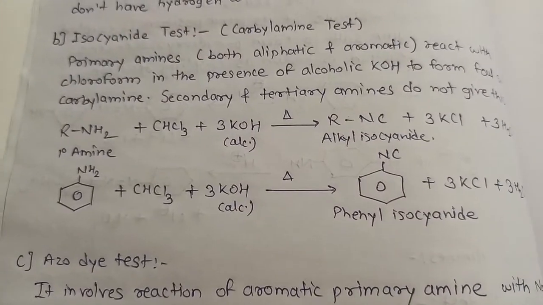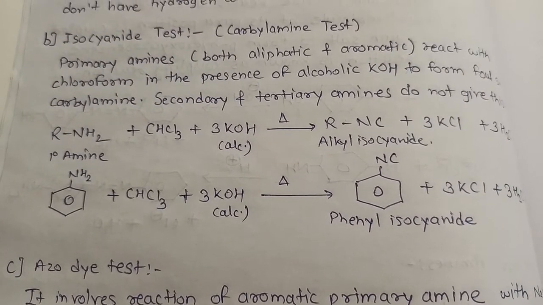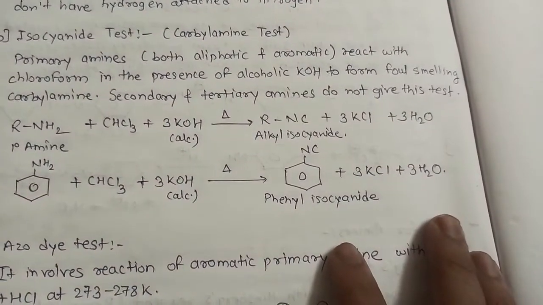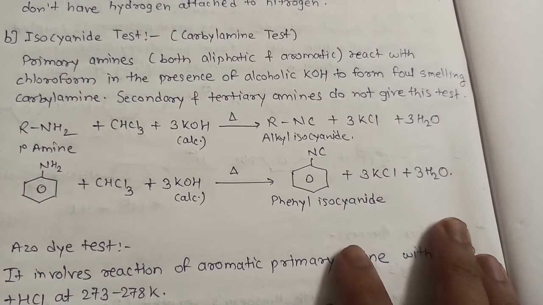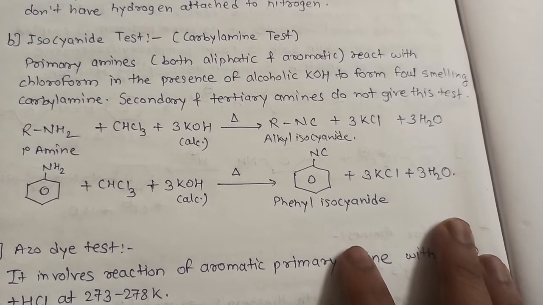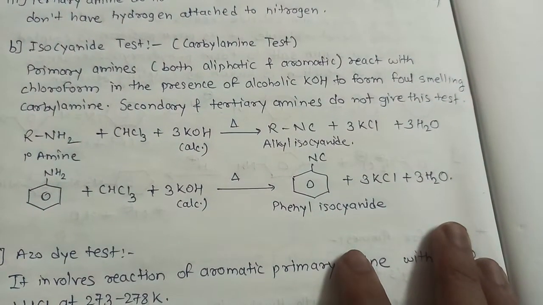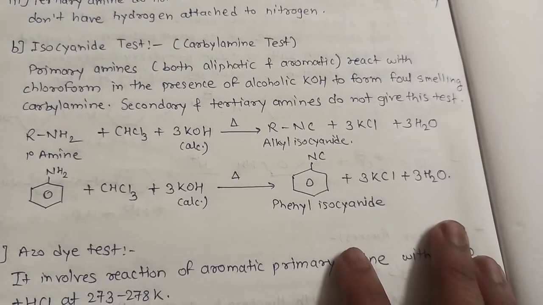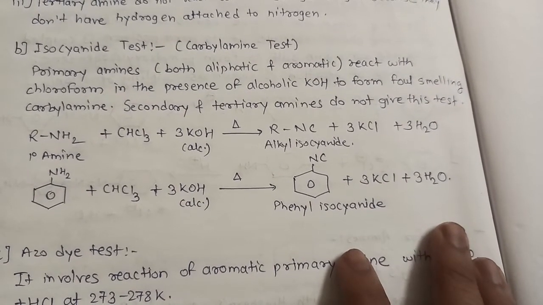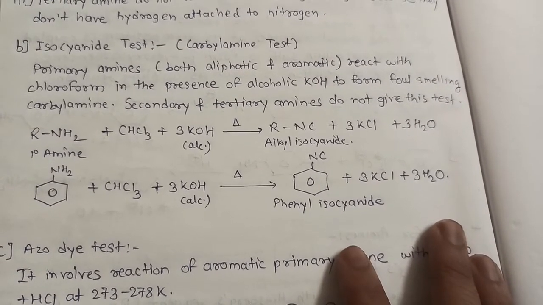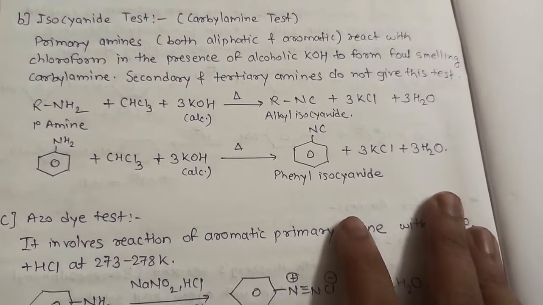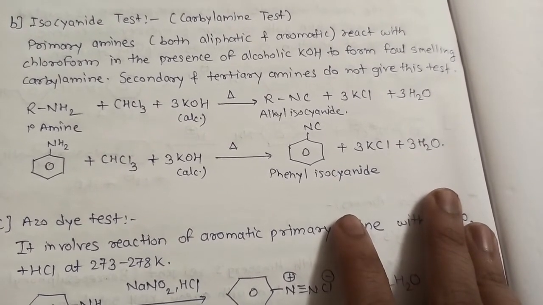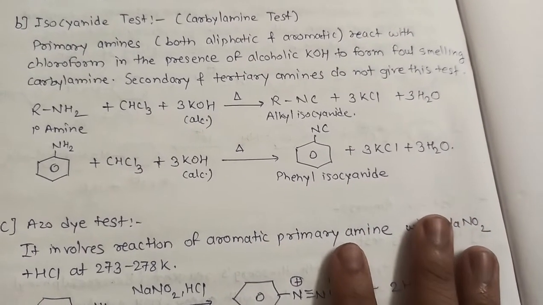Next is isocyanide test. So isocyanide test is also known as carbylamine test. Primary amines, both aliphatic and aromatic. Aliphatic means chain amines, and aromatic means the functional group is directly attached to benzene. So primary amines react with chloroform in presence of alcoholic KOH to form a foul smelling carbylamine. Secondary and tertiary amines do not give this test. So if you want to distinguish primary amine from secondary and tertiary amine, we can use this test, carbylamine test, or it is also known as isocyanide test.